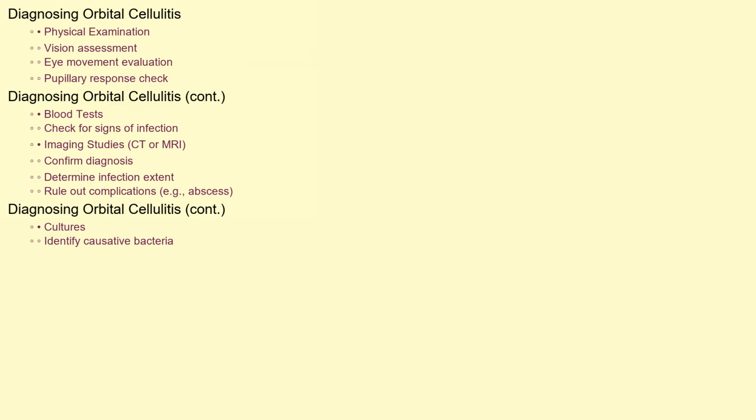Diagnosing orbital cellulitis typically involves a thorough physical examination, including an assessment of the patient's vision, eye movement, and pupillary response. Blood tests are usually performed to check for signs of infection. Imaging studies, such as a CT scan or MRI of the orbits and sinuses, are essential to confirm the diagnosis, determine the extent of the infection, and rule out complications like abscess formation. Cultures may be taken from any drainage to identify the specific bacteria causing the infection.